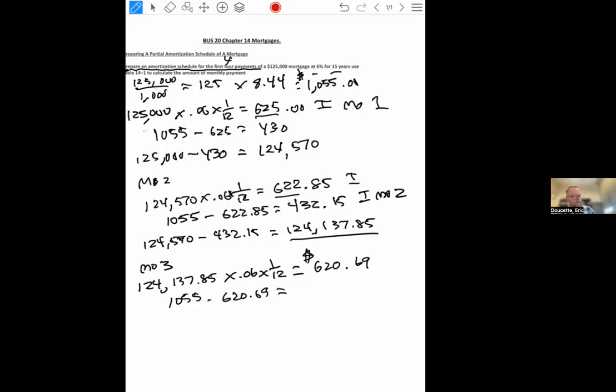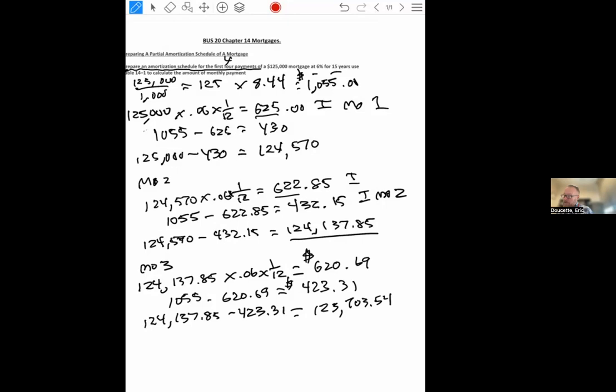And that means I can apply towards my particular loan for month 3, $423.31. So I need to deduct that from my $124,137.85 minus $423.31. Now I have a new balance of $123,703.54. That is now my new balance.